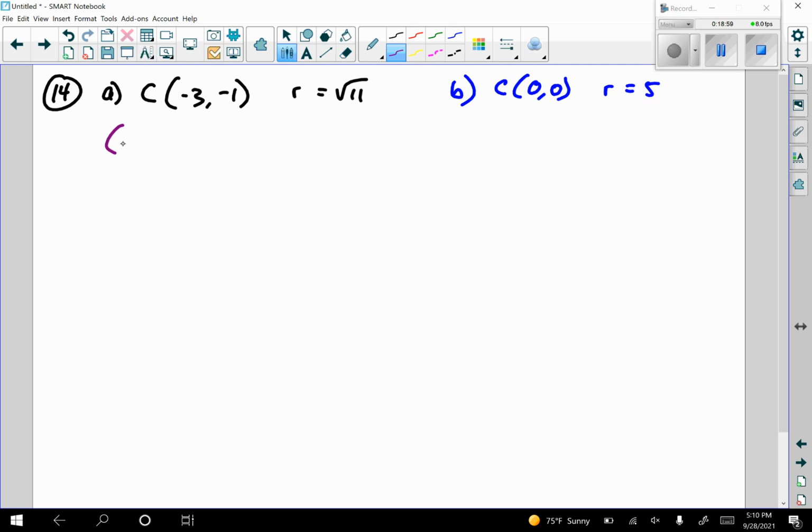So this will become x minus the -3 becomes x plus 3 squared. Plus y minus the -1 becomes y plus 1, that quantity squared. And then when I square the square root of 11, I'll just have 11. For b, since our center is at 0, 0, we just get x squared plus y squared, and then 5 squared will give us 25.